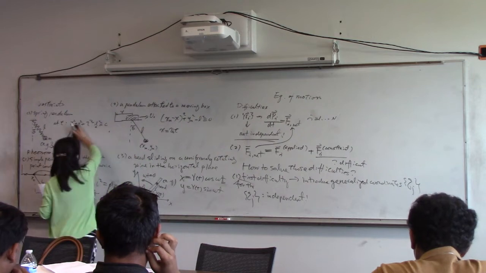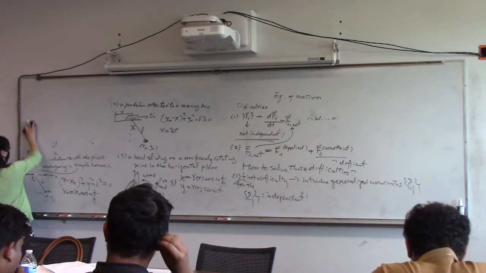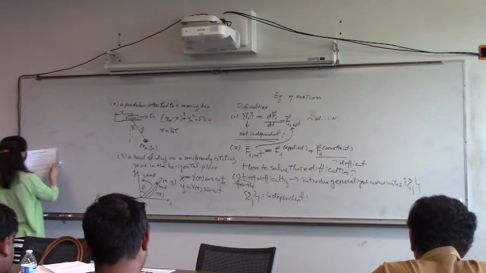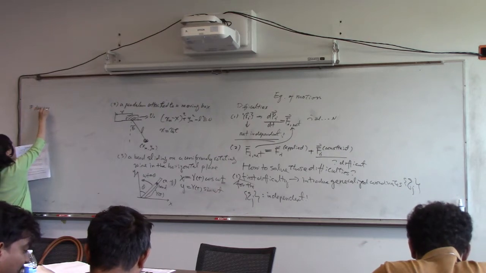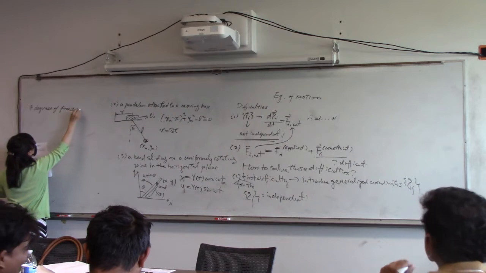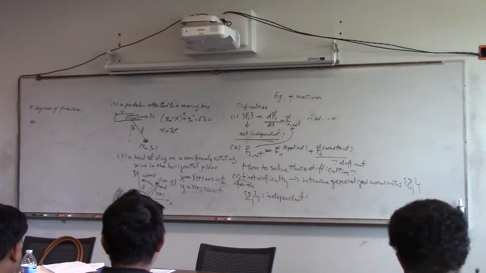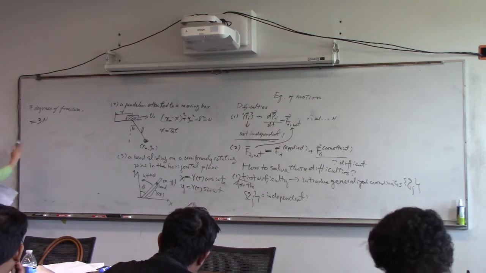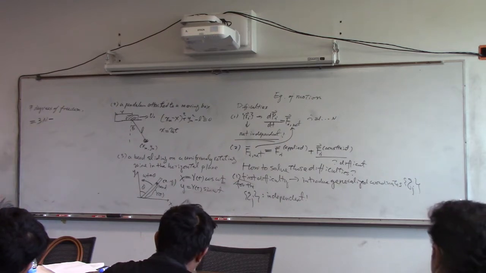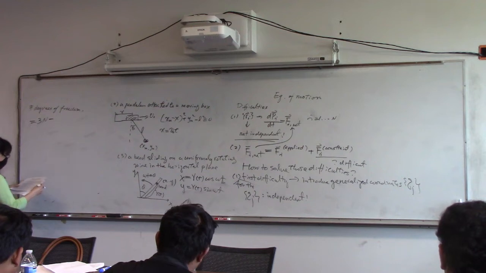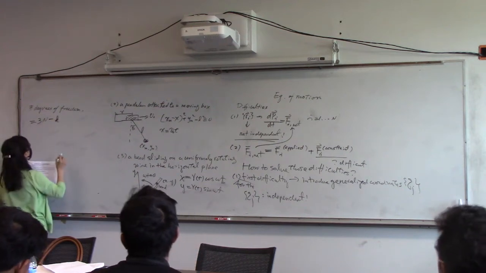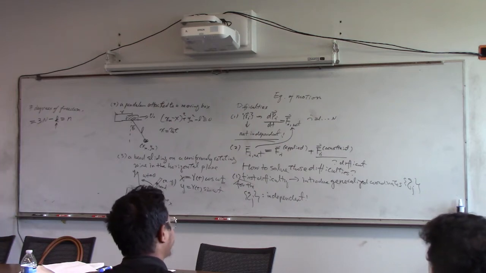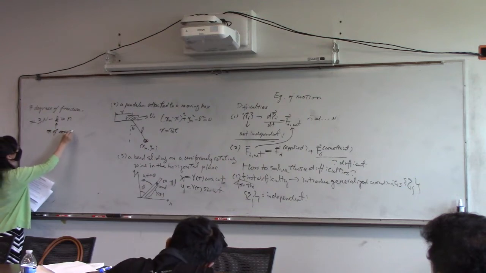Then the question is how many independent coordinates we need to select. If we have n particles, what is the number of degrees of freedom? Initially we have 3n, since each of the n particles has 3 degrees of freedom, x, y, z, without any constraint. Then we subtract the number of constraints. Let me write it down: the number of degrees of freedom is 3n minus k, where k is the number of equations of constraint.